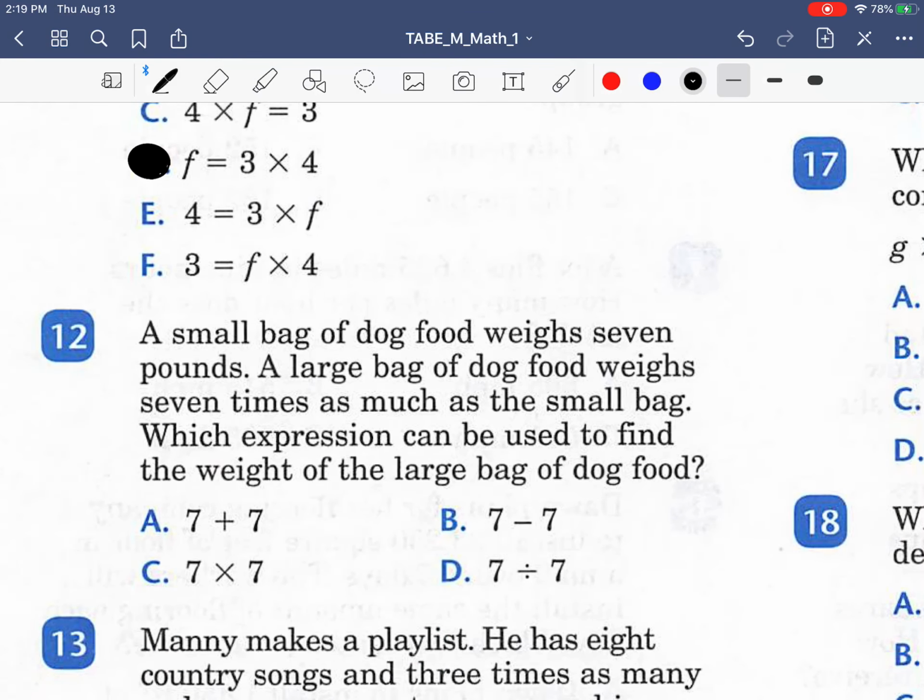Number 12. A small bag of dog food weighs 7 pounds. A large bag of dog food weighs 7 times as much as the small bag. Which expression can be used to find the weight of the large bag of food? If you catch this word right there, you've got it. 7 times 7. And that is C.